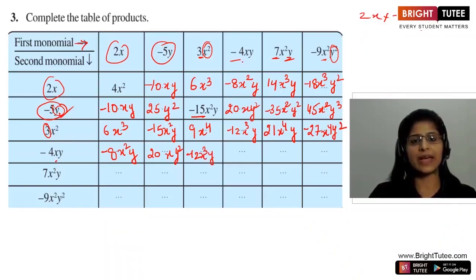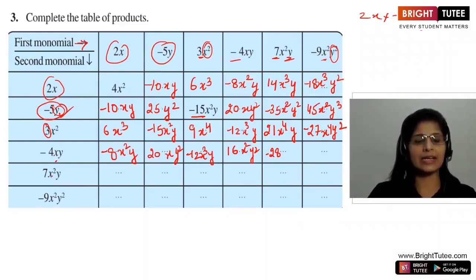The next one is minus 4xy. Minus 4xy, minus 4 and minus 4 is 16. X into x is x square, y into y is y square. 7x square y. So 7 into minus 4 is minus 28.